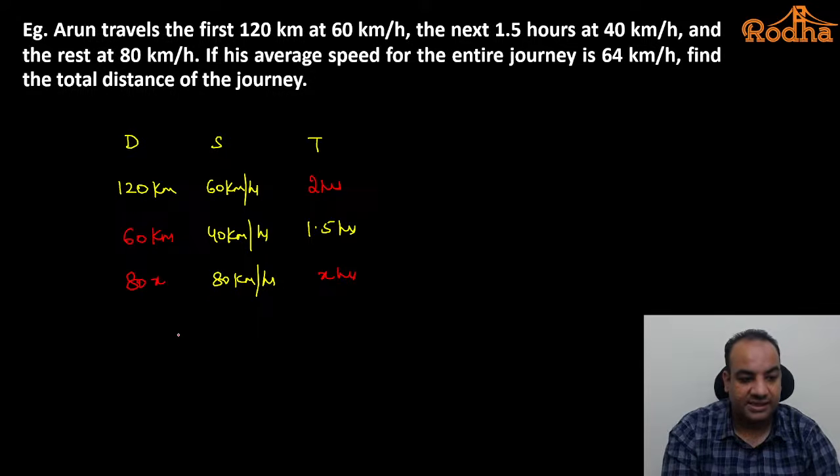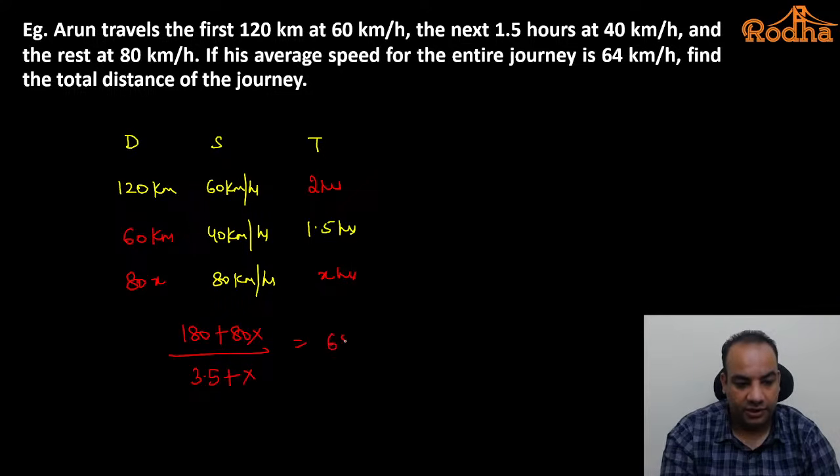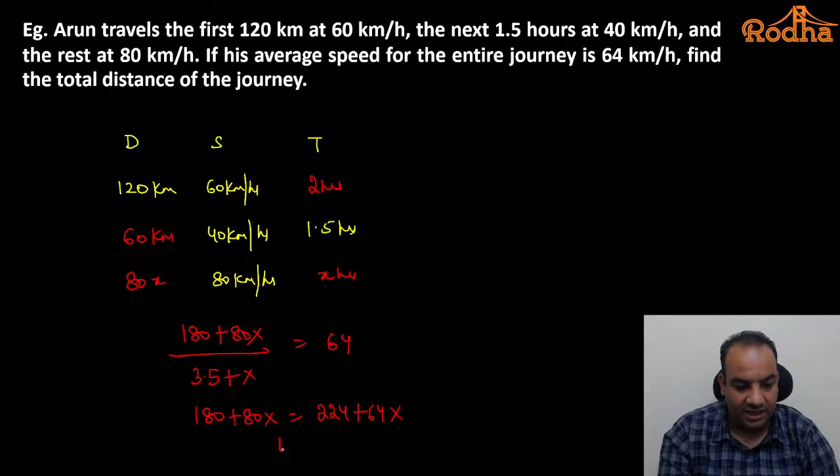So what is the total distance? 180 plus 80x, divided by the total time, that is 3.5 plus x, is equal to the average speed. What is the average speed? 64. It is given in the question. So 180 plus 80x is equal to 64 into 7 by 2, that is 224 plus 64x. So from here you will get 16x as 44.